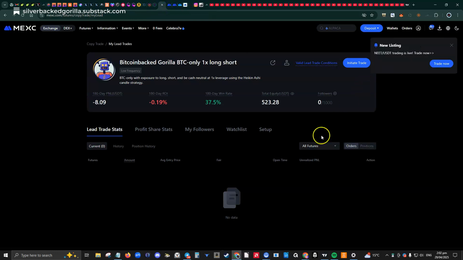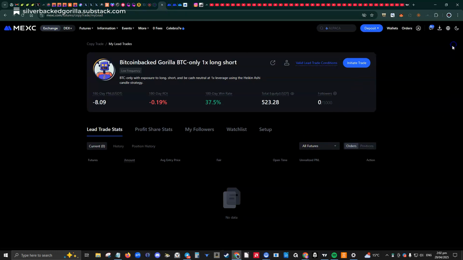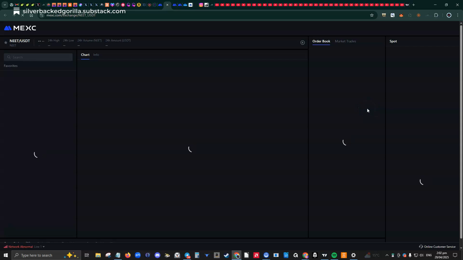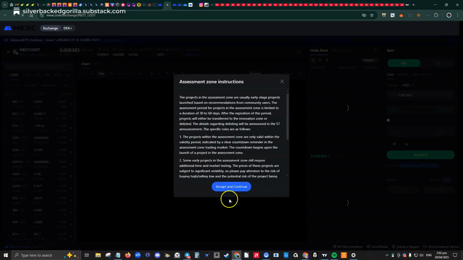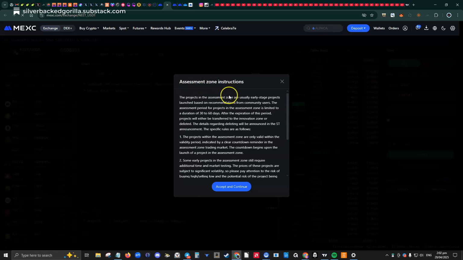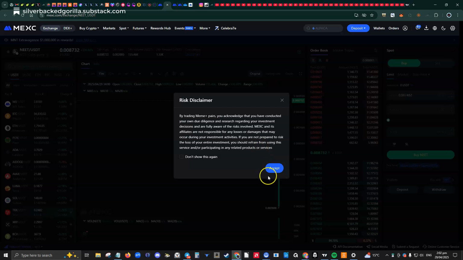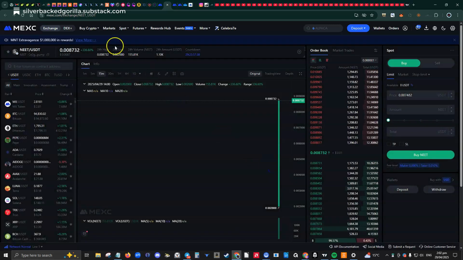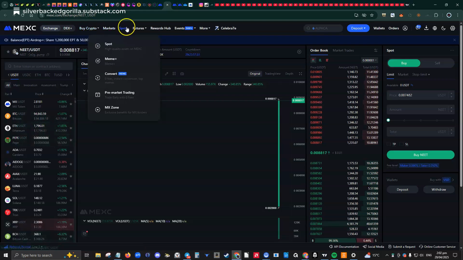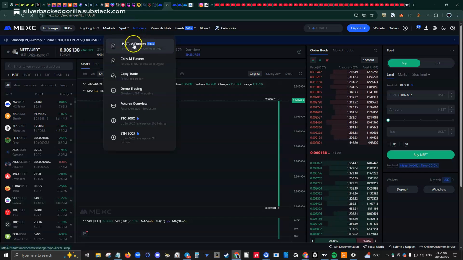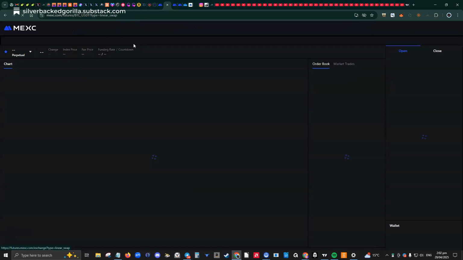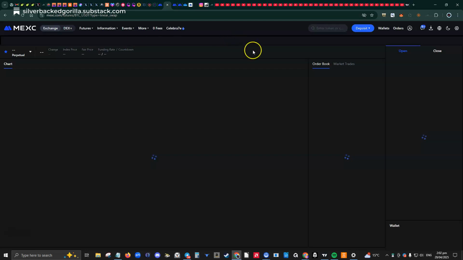On MEXC, we have a Bitcoin only vault here. Assessment zone instructions, early stage, it's just warnings on new coins. Risk disclaimer, that's fine. With MEXC, I basically use that for a bag of just BTC. So if you want to have a bigger bag of BTC and keep your portfolio of the top 10 separate, this is what I created this for.